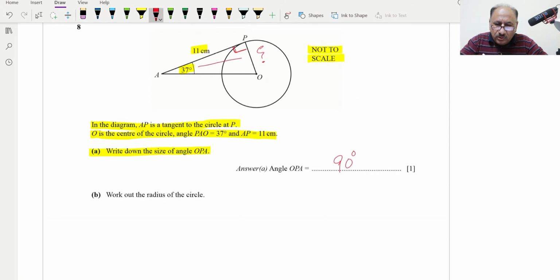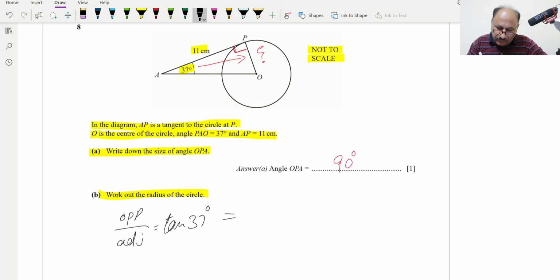So opposite over adjacent. Opposite over adjacent will be what? We can write, work out the radius of the circle. So we can write opposite over adjacent will be equal to tan theta. So tan of 37 degrees. This implies opposite OP we need to calculate, and adjacent is 11. So OP over 11 is equal to tan of 37 degrees.